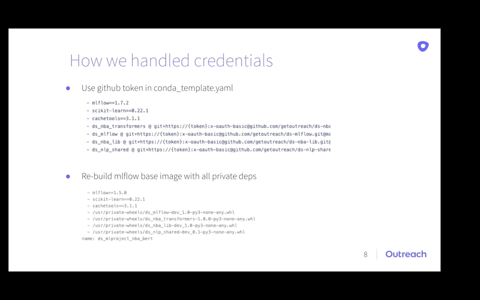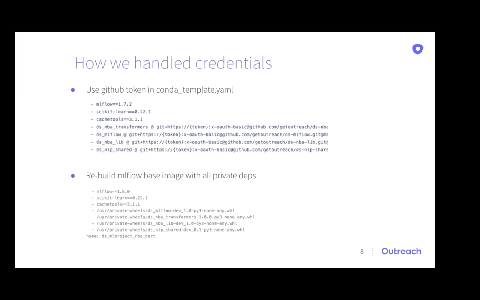On the next slide, I'm going to talk about how we handle credentials like the Databricks token and GitHub token. Especially, we don't want to put any tokens into the Docker image or the logged conda.yaml file. Here, as an example, all the packages that start with DS are actually internal packages. I'll explain how we handle that in the next slide.